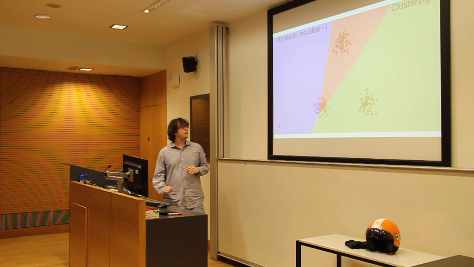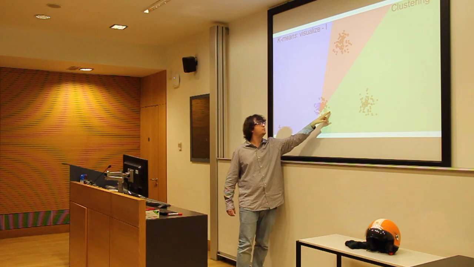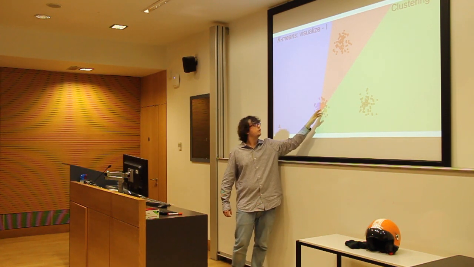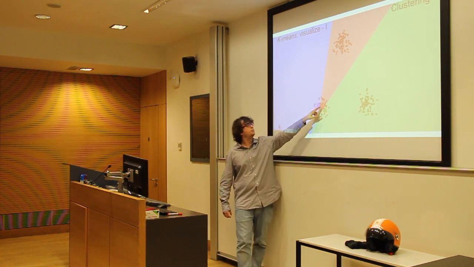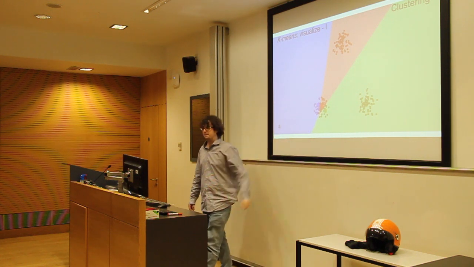And as a first step, we assign to each of the centroids, so to each of the clusters, all the points which are closer to this center than to the other centers. So all points which are in the green area will be assigned to this center. All points in the red to this center, and all points in the blue to that center up there.